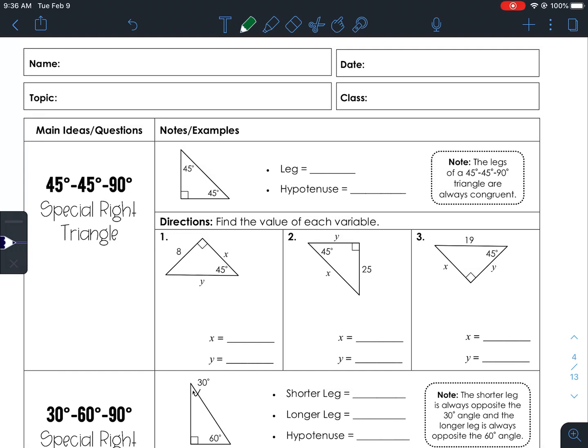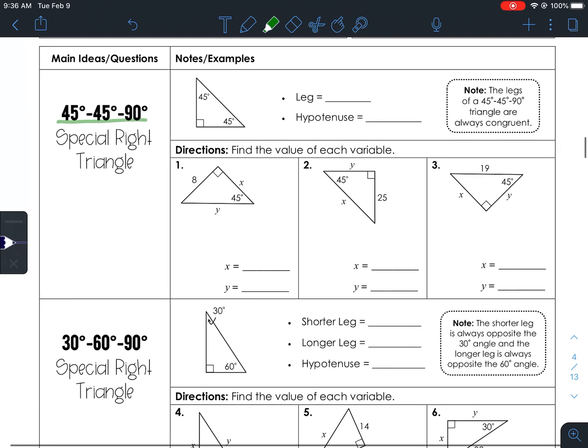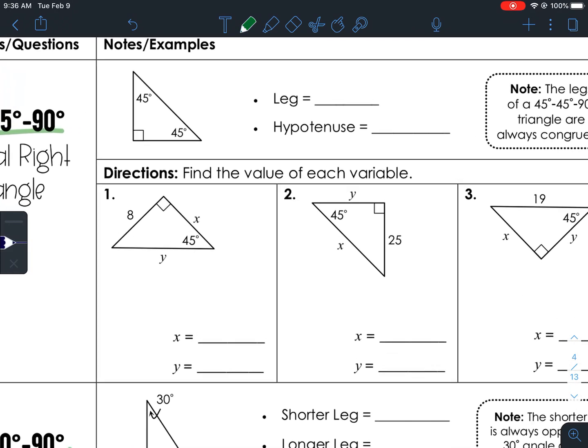Hello and welcome back. This is section 9.2 and today we're talking special right triangles. So with special right triangles there's kind of two varieties that we're looking at here. We have the 45, 45, 90, which are talking about the angles in our triangle. And we have our 30, 60, 90. And those have some special properties, so let's get started here.